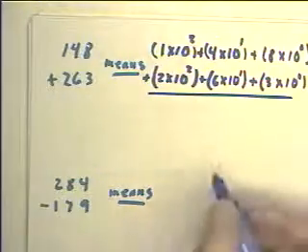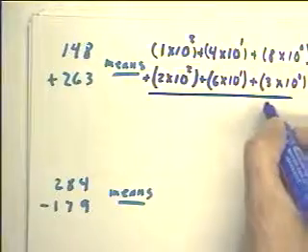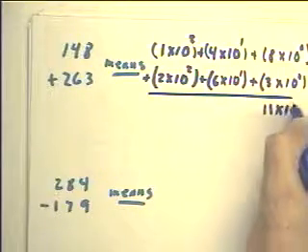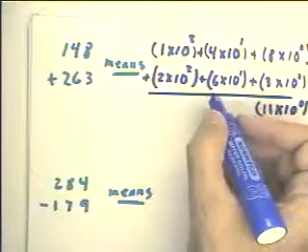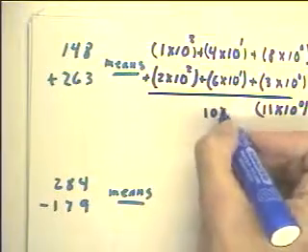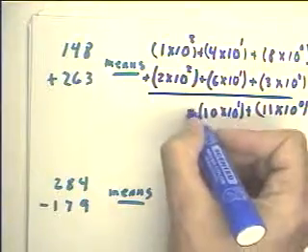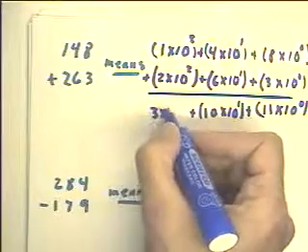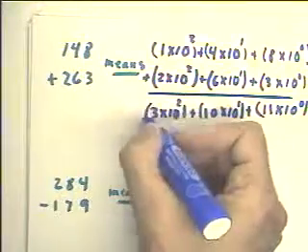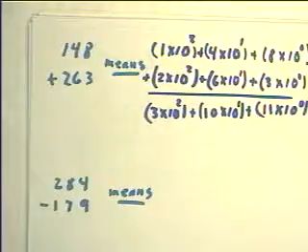The result that we get is going to be, well, 8 and 3 is 11, so we have 11 times 10 to the 0. 4 and 6 is 10, so we have 10 times 10 to the 1. And 1 and 2 is 3, so this is how many 10 to the seconds we have. 1 10 to the second and 2 10 to the seconds makes 3 10 to the seconds.